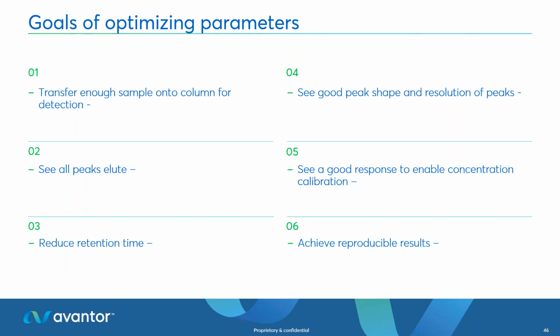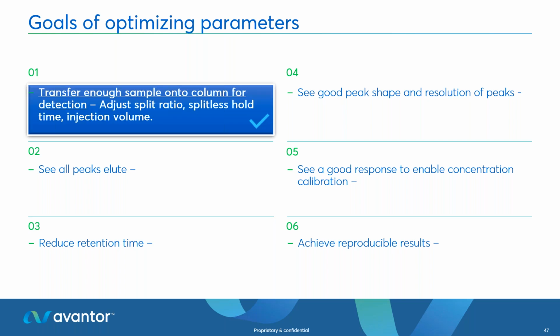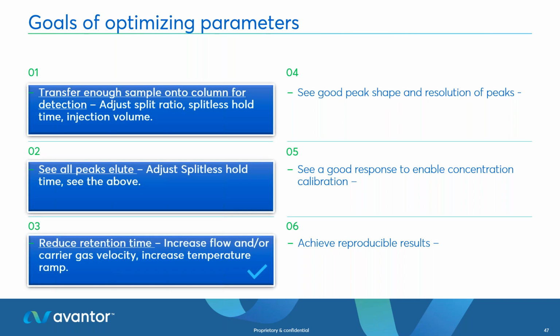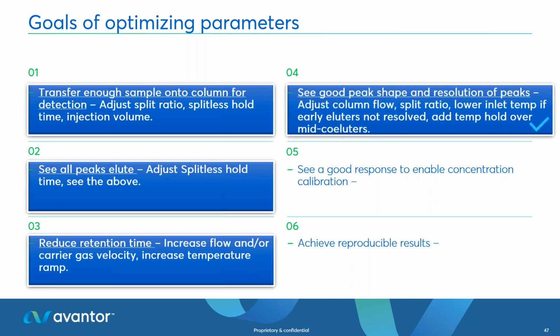So we've gone through a few ways you can adjust the method as you're developing it. We want to make sure we've transferred enough sample onto the column for detection. We want to see all the peaks elute, and if we're not, what can we adjust to get those peaks back? Reduce the retention time, because we want good resolution, decent separation, but also not taking too long. We want to see the good peak shape, again, the resolution.